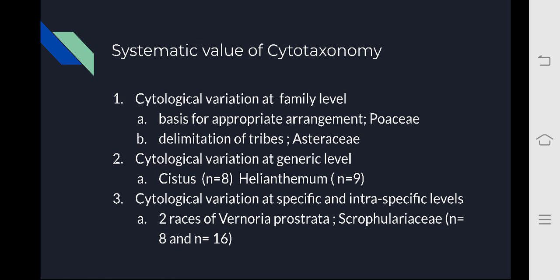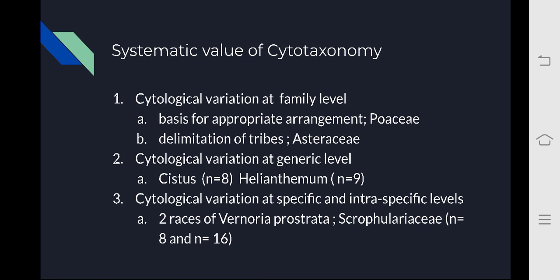At family level, cytological data are very vital in unraveling affinities and interrelationships. For example, cytological data provide a logical basis for the appropriate arrangement of tribes and genera in some families. In the case of the family Poaceae, the number and size of chromosomes is the basis of the major subdivisions of this family. Then some delimitations of the tribes, like in the case of Asteraceae, are based on chromosome numbers.